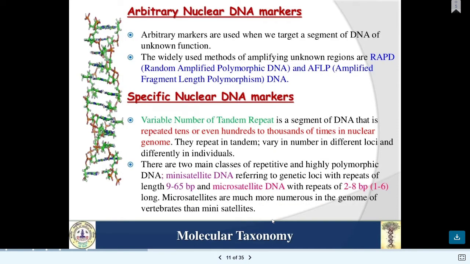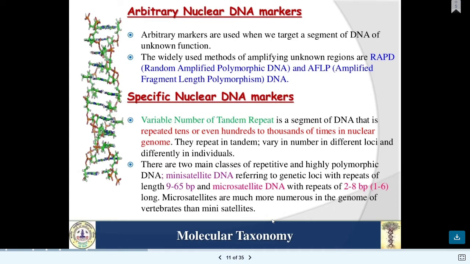Then arbitrary nuclear DNA markers. Arbitrary markers are used when we target a segment of DNA of unknown function. The widely used methods of amplifying unknown regions are random amplified polymorphic DNA and amplified fragment length polymorphism. So these two DNA markers, RAPD and AFLP, are used to identify DNA of unknown function, and we can locate whether this DNA material or these characteristics are present within the organism or not.